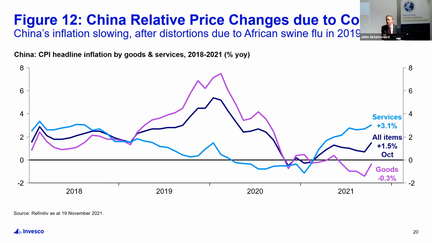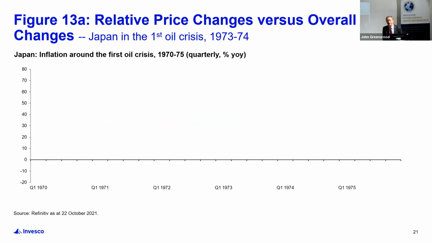But what I want to draw your attention to is the overall all items number, which in October was up only 1.5%. Nobody would say that China is having a serious episode of inflation. So what is the difference between Japan and China on the one hand, which both have had supply chain disruptions, but neither of them have inflation? What is the difference between them and what's happened in these Western countries?